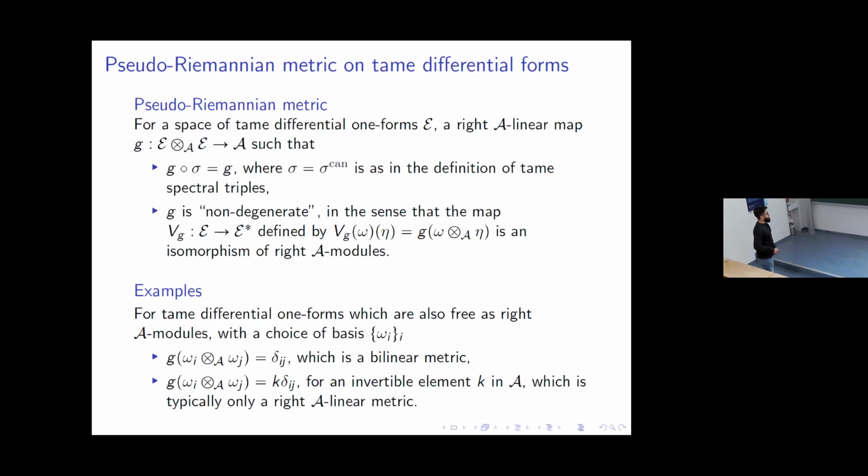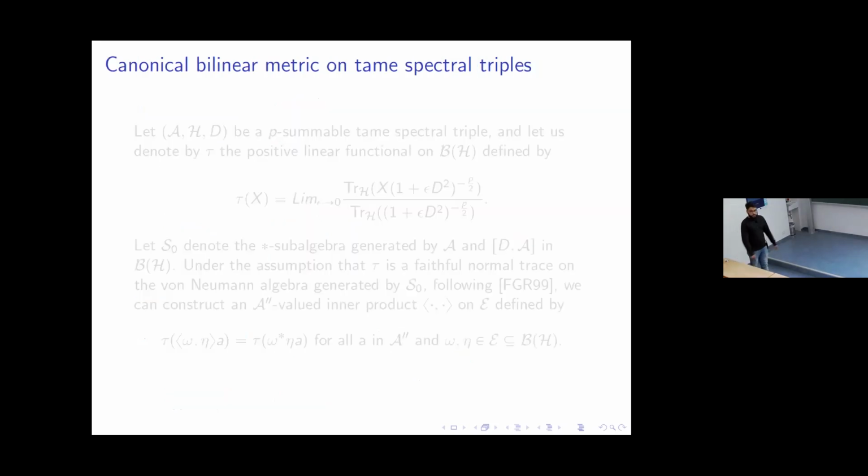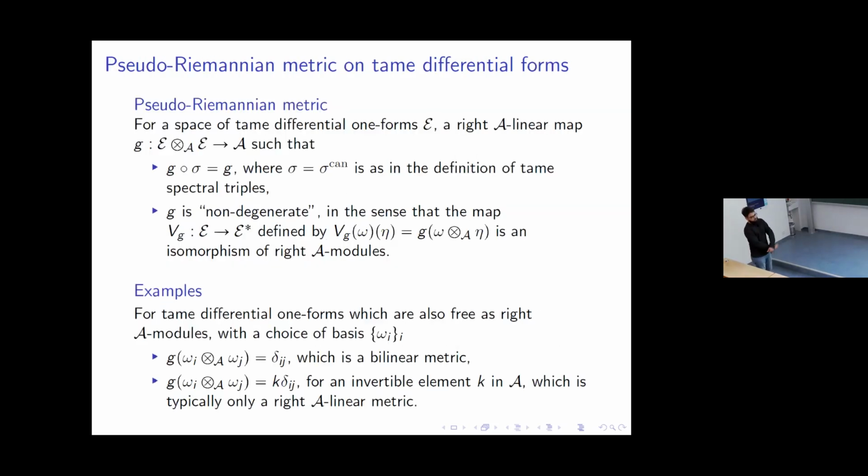And the next simple example is of conformal deformations of these delta ij matrices, which is that you take an invertible element in K and multiply from the left. This is typically only a right A linear metric. Yes, I mean, for this example, the conformal deformations are only along the diagonal, everything is K. We can maybe talk about something a bit more general later.